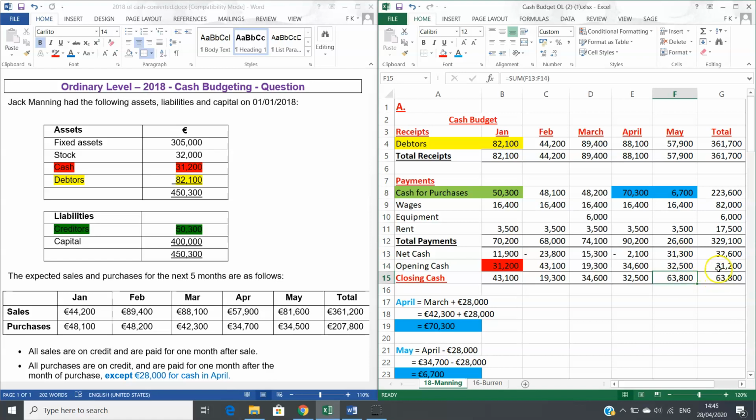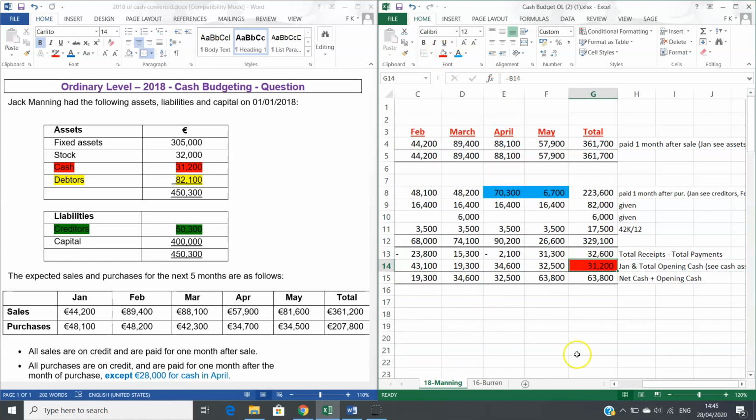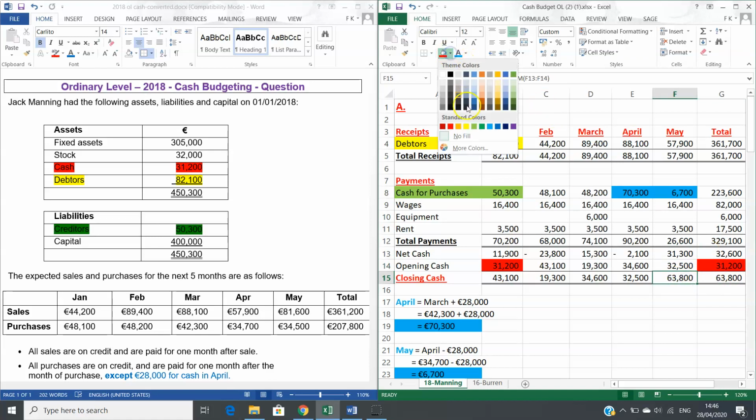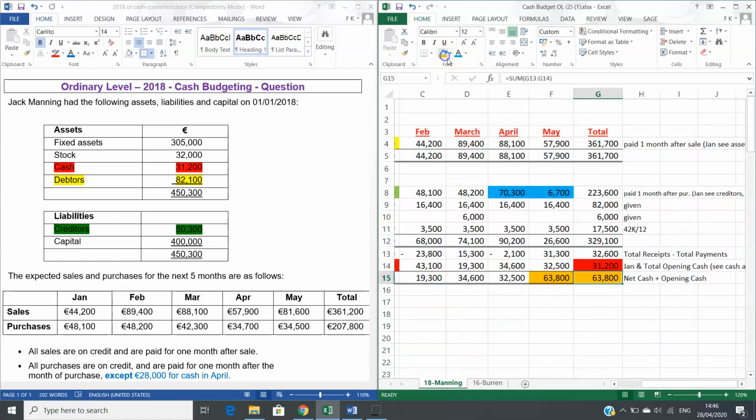Do the same thing in, slightly different in the final column, my apologies. You'll notice that the opening cash here is the same as the opening cash in the first month. That's always going to be the same figure. So wherever you have a figure in the first month, it's going to be the same in the total column. So be very mindful of that. We add those two figures together and it gives you 63,800. Now you'll notice these two figures are the same. If you get those two figures to be the same, it's a very good indication that you've done the question properly.